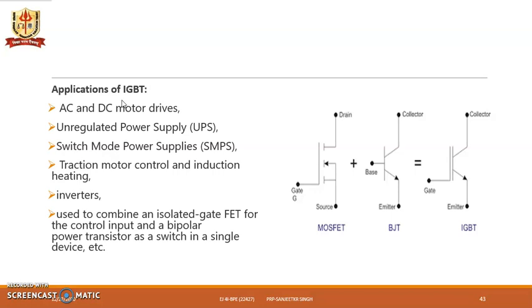What are the applications of the IGBT? AC and DC motor drives, unregulated power supplies, UPS, switch mode power supplies, SMPS, then inverters. They are used to combine an insulated gate FET for control input and a bipolar transistor as a switch in a single device, etc. There are many applications.